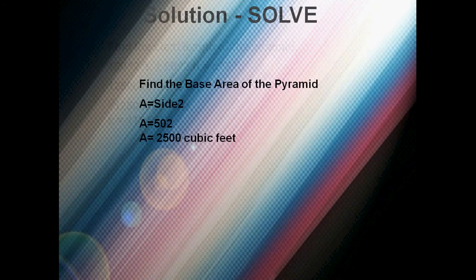Next, you have to find the base area of the pyramid. The base area for any square is A equals side squared. Since you know the side is 50 feet long, square 50. A equals 50 squared. After you do that, you should end up with A being 2,500 cubic feet. Use cubic feet because it is in volume.